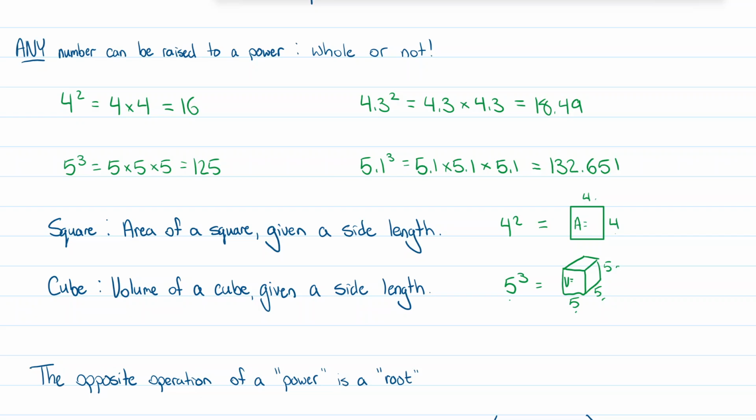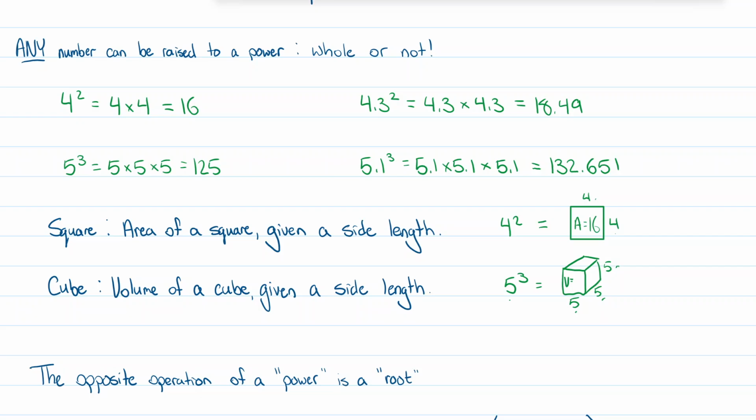Another way of looking at it is that a square is the area of a square when we are given a side length. So 4 squared, for instance, will have a side length of 4. Of course, it's a square, so the sides are both the same. And the area of that square will be 16.